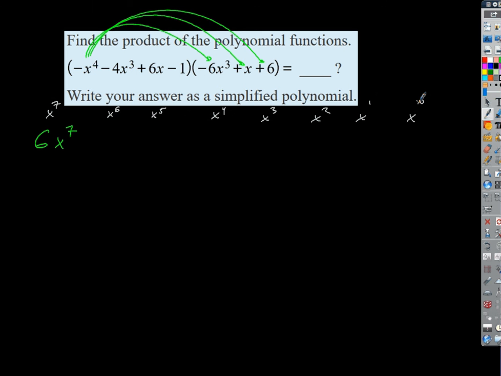Now, notice when we do our next distribution, negative x to the fourth times positive x is what? Negative x to the fifth, right? But I don't want to put that right next to this term because I'm probably going to get some other x to the sixth when I do my other distributions. You see my point? So we want to leave space, even though we don't have one. When we distribute the first term, we skip over the x to the sixth power. It might show up later, right? So we got to leave a space and move over to the x to the fifth column.